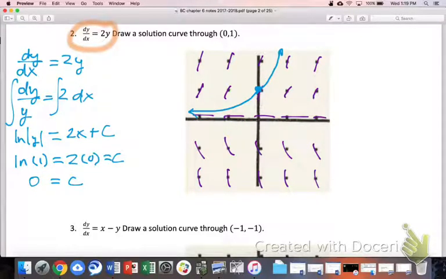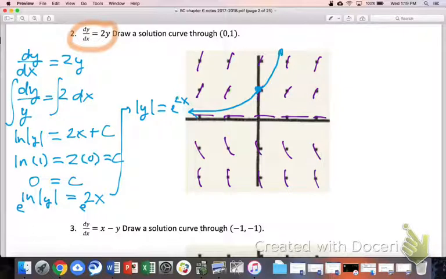It didn't. We'll talk a little bit about that later on about why that's important. But the bottom line is, knowing what c is, we would say natural log of absolute value of y is equal to 2x. And the final goal would be to solve for y. So I'm going to go e to both sides. So that's going to give me absolute value of y equals e to the 2x.